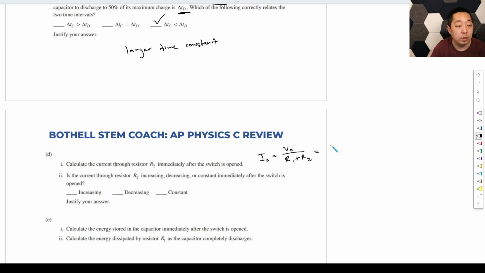And you can calculate it numerically because they told you it was 1.5 volts. They told you R1 was 150 and R2 was 100. So that's going to be 1.5 divided by 250, and I get 6 milliamps, or 0.006 amps. Is the current through resistor R2 increasing, decreasing, or constant immediately after the switch is opened?